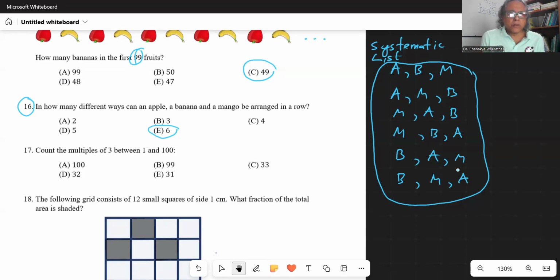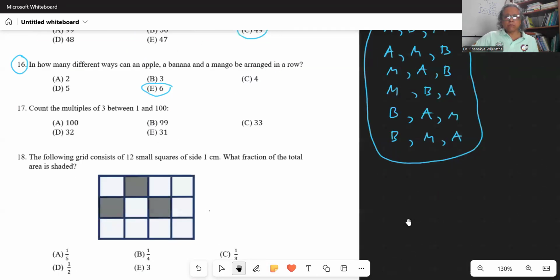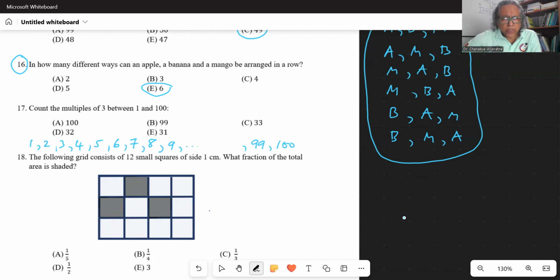Now count the multiples of 3 between 1 and 100. We can write the numbers from 1 to 100 and count the multiples of 3. No problem, we can do that, but it takes time and we are smarter than that, so we'll find a shorter way of doing this. We can, of course, count the multiples of 3, but can we do it without counting?